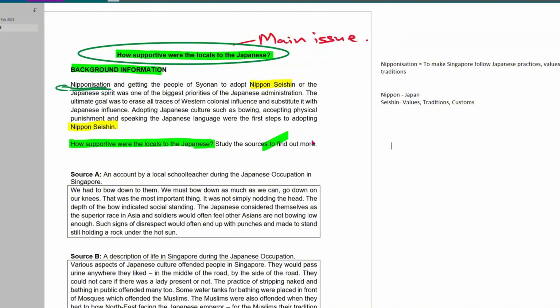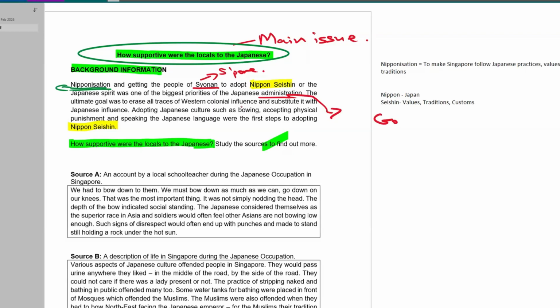All right. Syonan means what? You all remember what is Syonan? Syonan means Singapore, right? This is the Japanese name for Singapore. So Nipponization and getting the people of Singapore to adopt Japanese values or the Japanese spirit was one of the biggest priorities of the Japanese administration. Administration means what? The Japanese government in Singapore, right? The government.